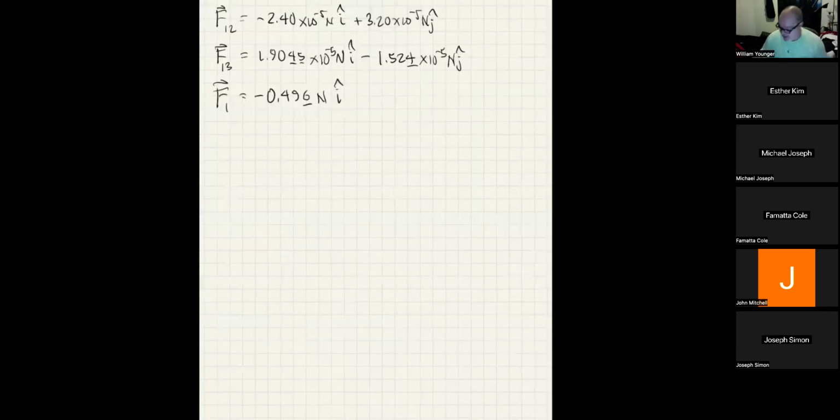Okay. And now I'll do 3.20 minus 1.524. And that gives me 1.676 times 10 to the negative fifth. Hopefully I've already noticed a boo-boo I made. Anybody catch what I forgot to write down? Times 10 to the negative fifth.